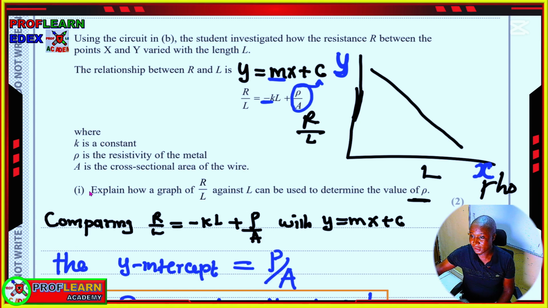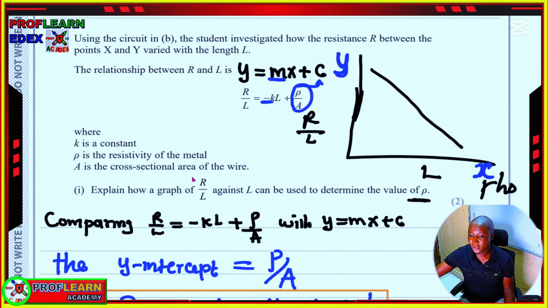And the relationship that was given here is R over L equals negative KL plus rho over A, where K is a constant, rho is the symbol for resistivity, and A is the cross-section area. Explain how the graph can be used to determine the value of resistivity.